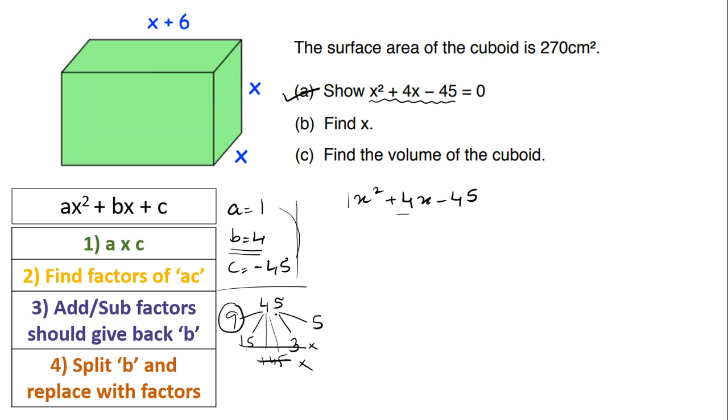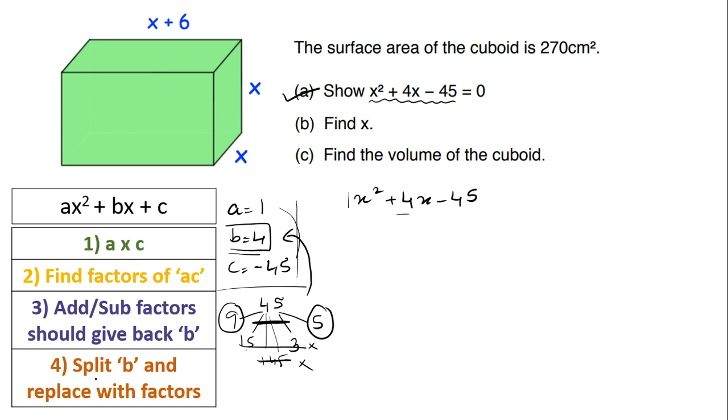Can I go ahead with 9 and 5? If I do 9 plus 5, I get 14. No, not an option. If I do 9 minus 5, I get 4. Do I get my b when I do 9 minus 5? Yes. If I do 9 minus 5, I am getting my 4, which means I can use plus 9 and minus 5, right? Because 9 minus 5 is giving me a 4. That's giving me my b back.